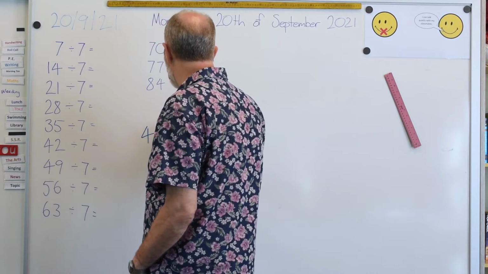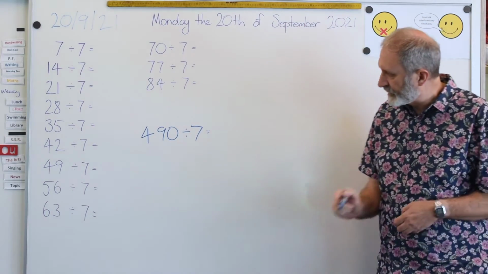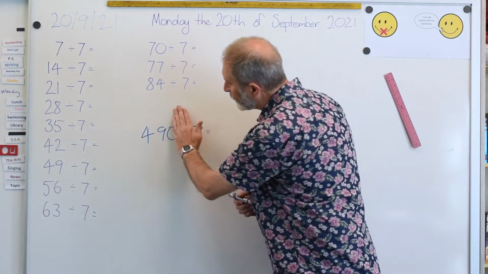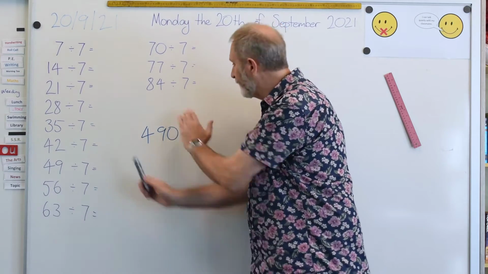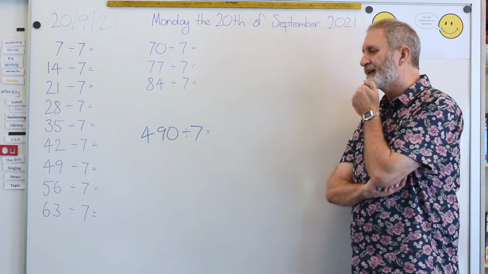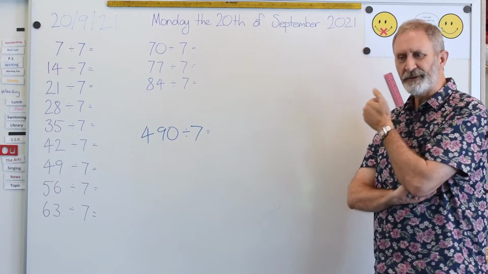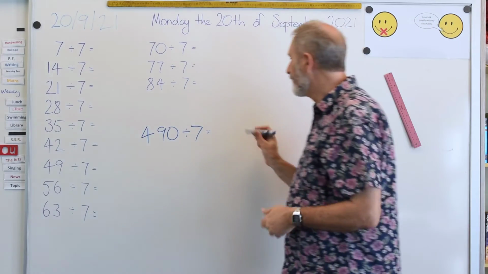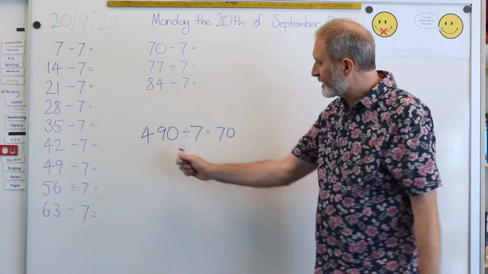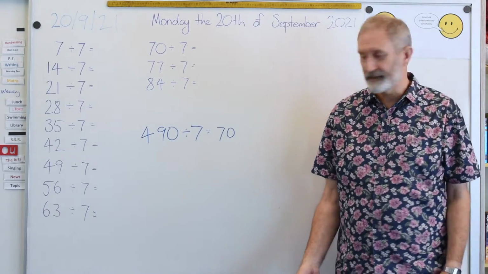what would happen if the number was 10 times larger? So you can see if that 0 was covered up, it would look very familiar. 490 divided by 7. What do you reckon, Alex? It's 70. Who agrees? Yeah, I think he's right. 49 divided by 7 would be 7. But I've got 10 times more here, so my answer will be 10 times more. 70.